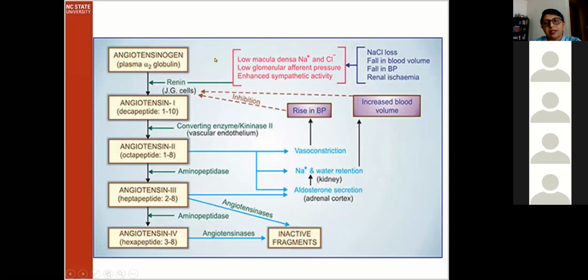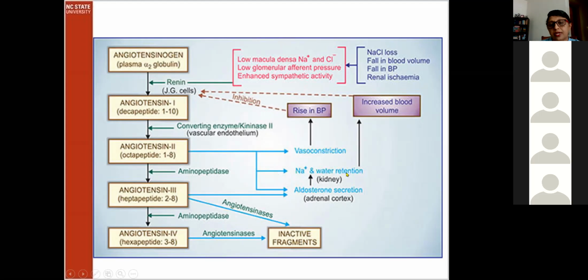Now the same thing again, in another picture; 2-3 pictures I will be showing. Angiotensinogen is a plasma alpha-2 globulin. Low macula densa sodium chloride, low glomerular afferent pressure, and enhanced sympathetic activity, all these things will cause the release of renin, and angiotensinogen is converted to angiotensin 1. It is then converted by converting enzyme or kininase 2 to angiotensin 2, then it comes to 3 and 4, and it is degraded by angiotensinases to inactive fragments.